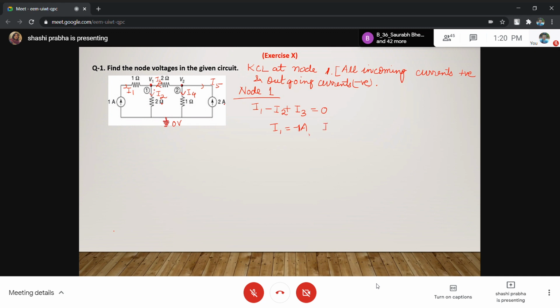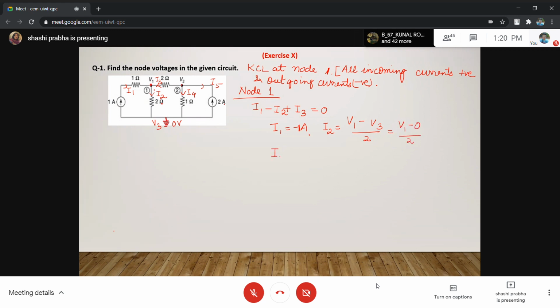I2, what is I2 equal to? Where is I2? This is I2. I2 is equal to V1 minus, I can call it V3, V1 minus V3 upon 2. I2 is equal to V1 minus V3 divided by 2, or this is V1 minus 0 upon 2.